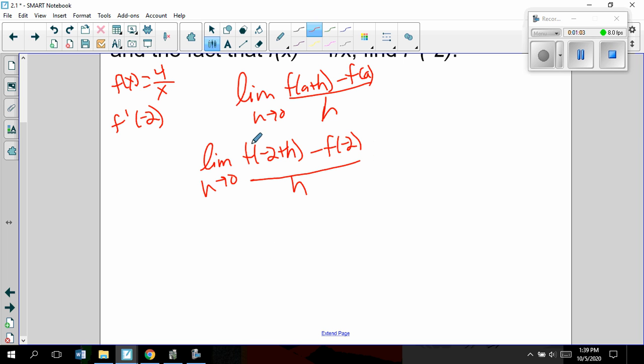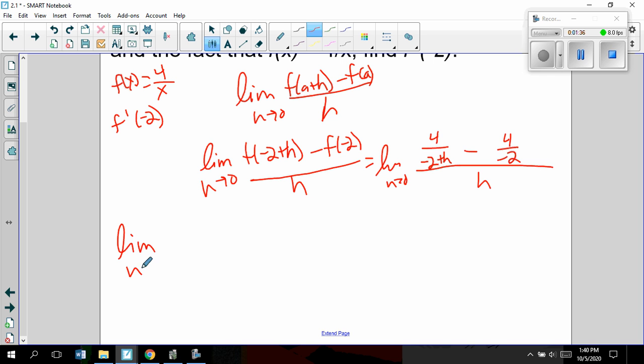So now function notation says take f and plug these values in. So I am going to have 4 over negative 2 plus h minus 4 over negative 2. So a little different. Yesterday we did a whole bunch with quadratics, and you were factoring and all that kind of stuff. This is a little different because now we're subtracting some fractions in here. Okay, so we start simplifying.